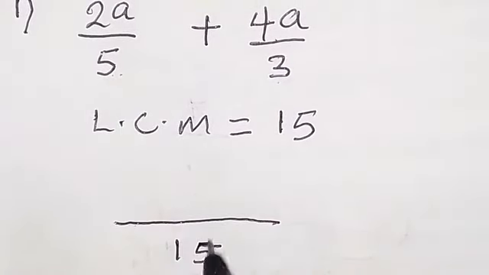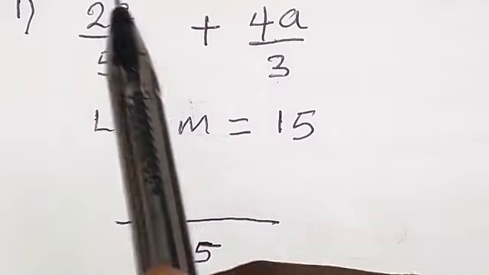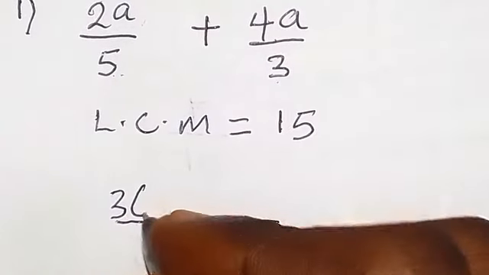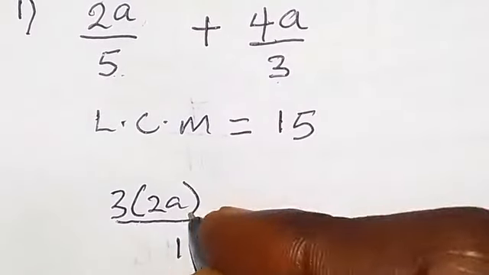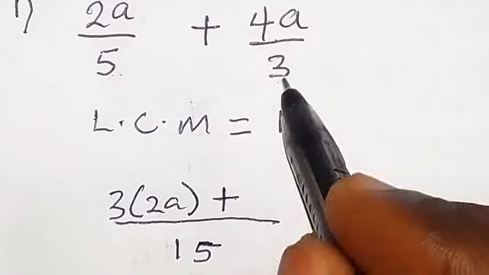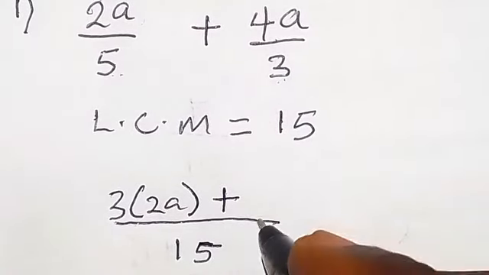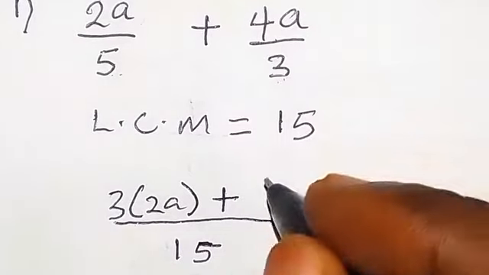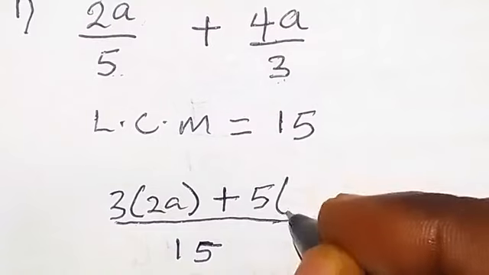Now 5 goes in 15, that's 3. Then 3 will multiply this 2a here. That will now be 3 multiplied by 2a. Then we have plus. Then 3 also goes in 15, that's 5. Then 5 will multiply this 4a. So we now have 5 times 4a.